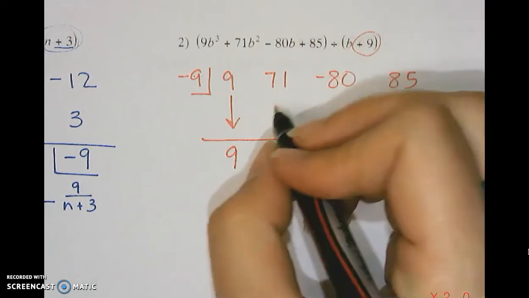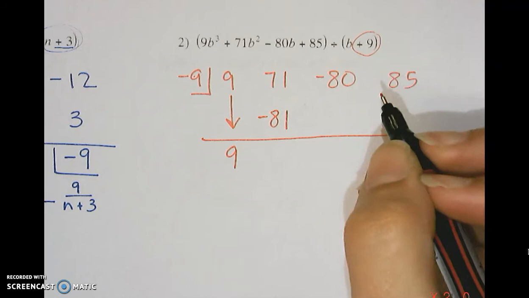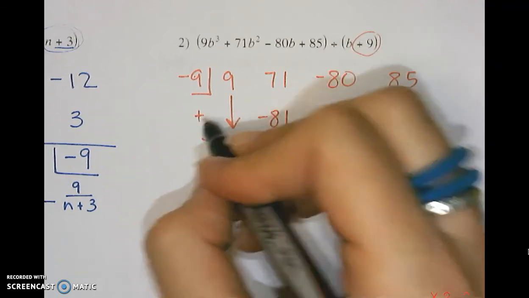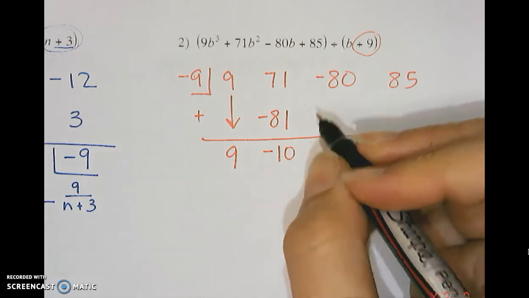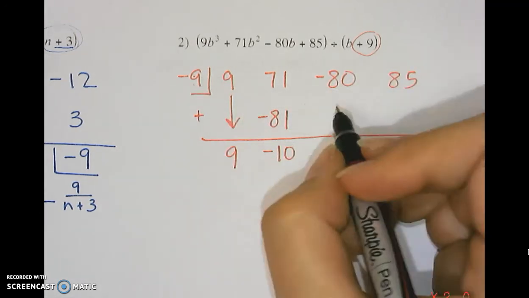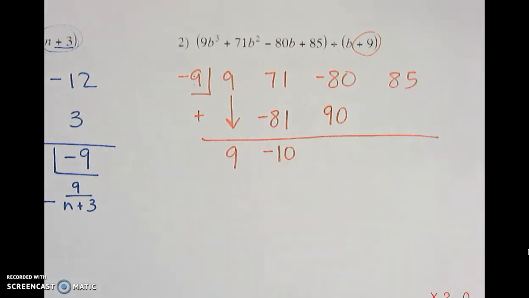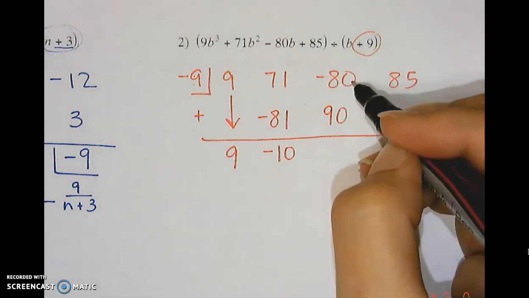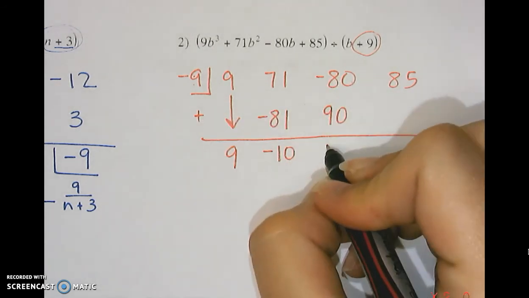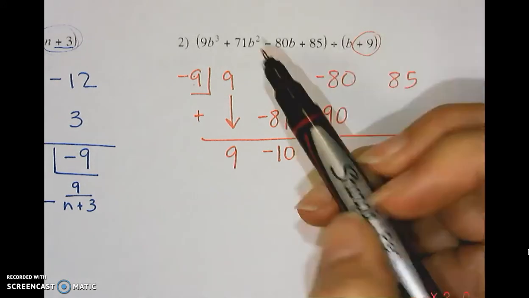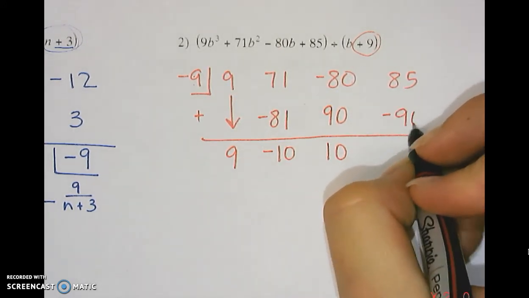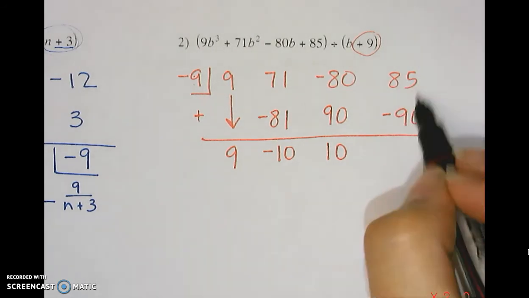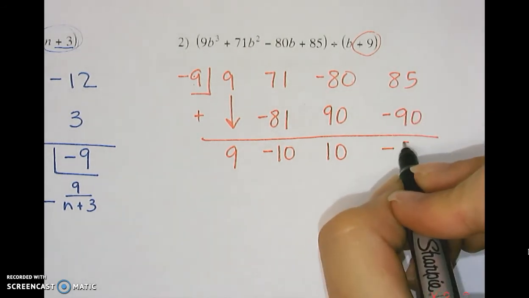Negative 9 times 9 is negative 81. 71 plus negative 81 is going to be negative 10. Negative 9 times negative 10 is going to be positive 90. Negative 80 plus 90 gives me a positive 10. And then negative 9 times 10 is going to give me negative 90. So 85 plus negative 90 is going to give me negative 5.